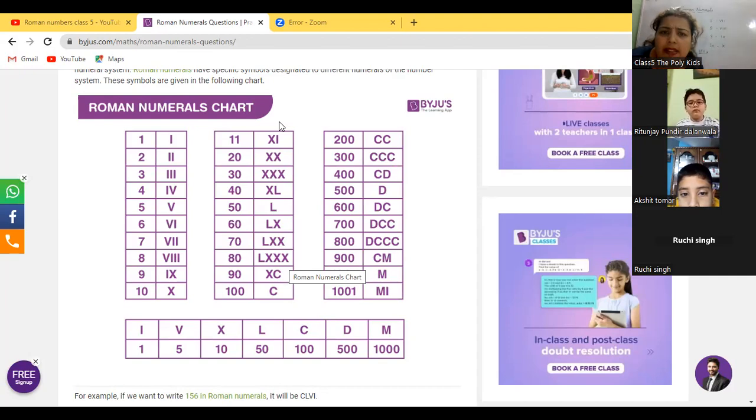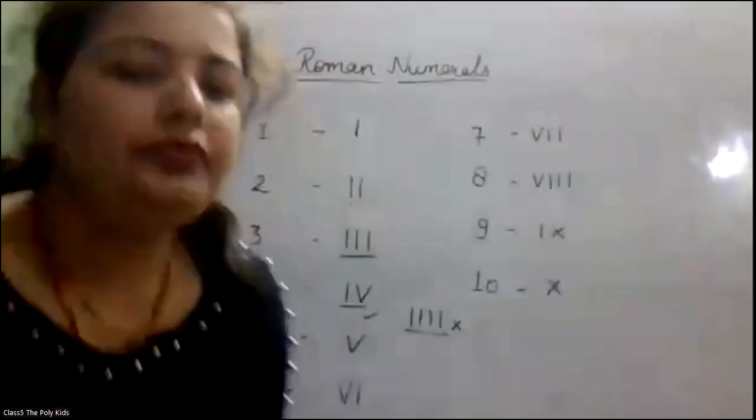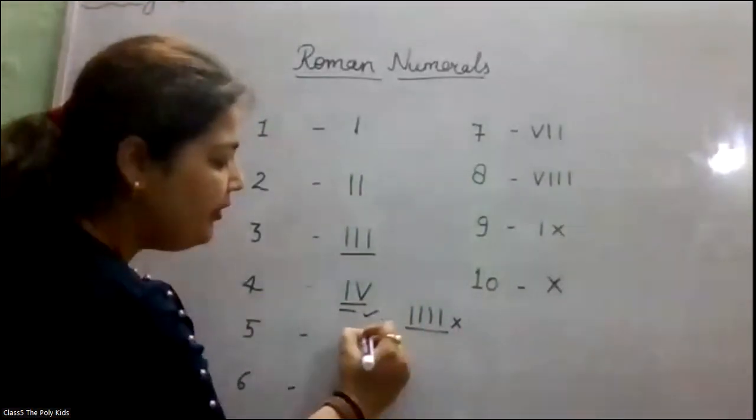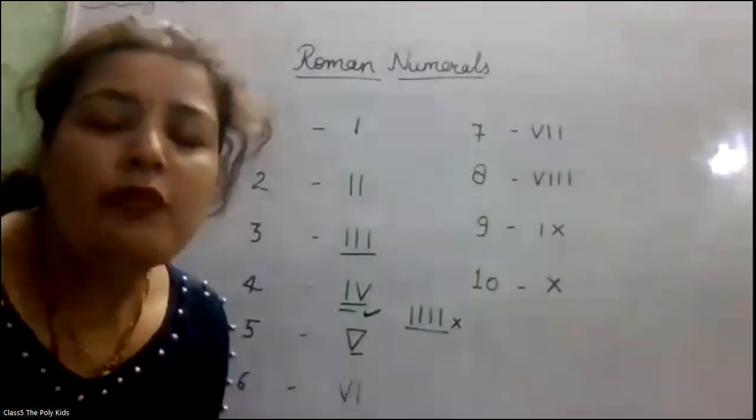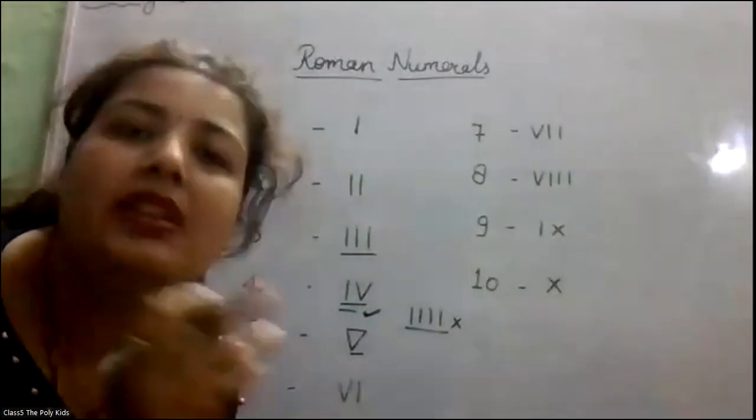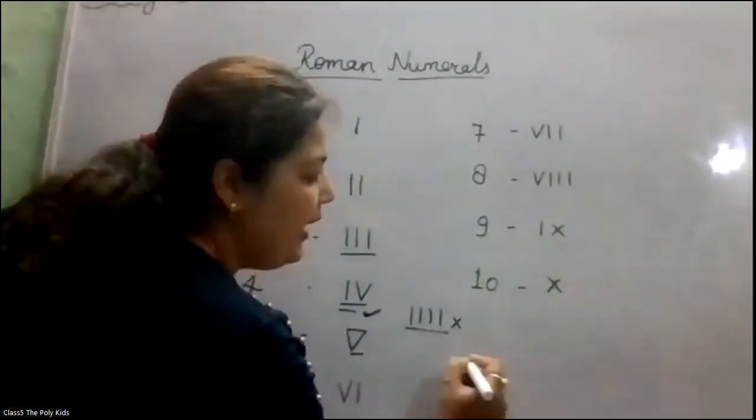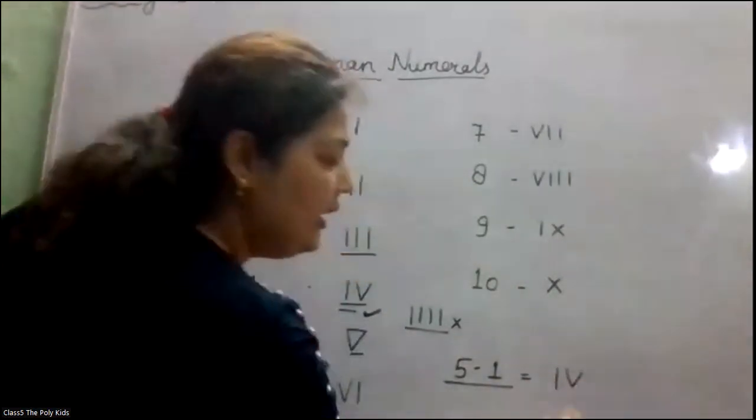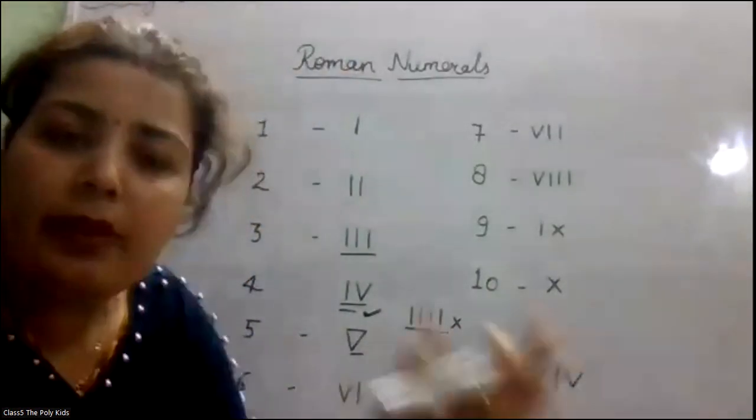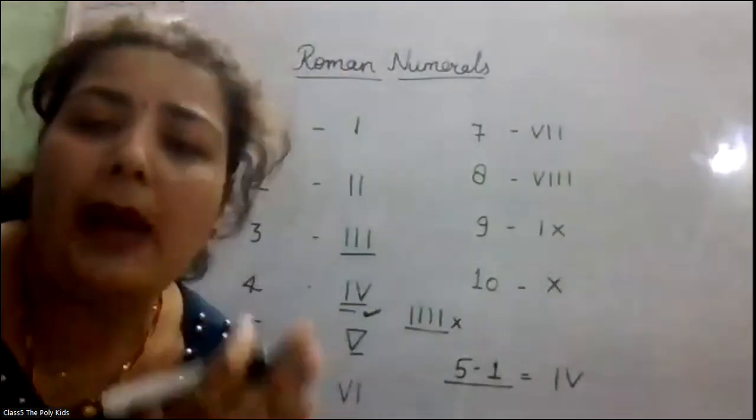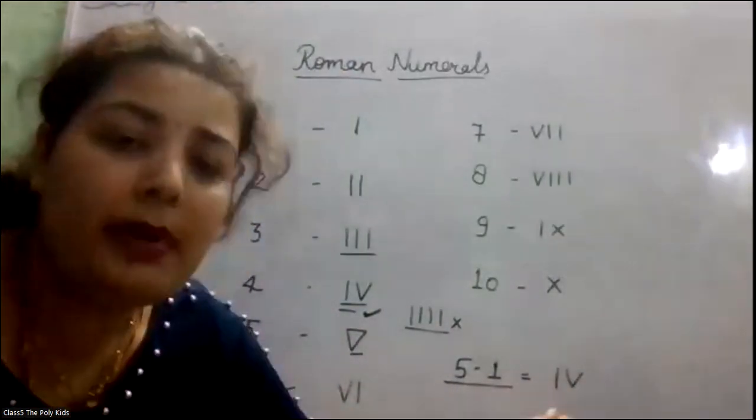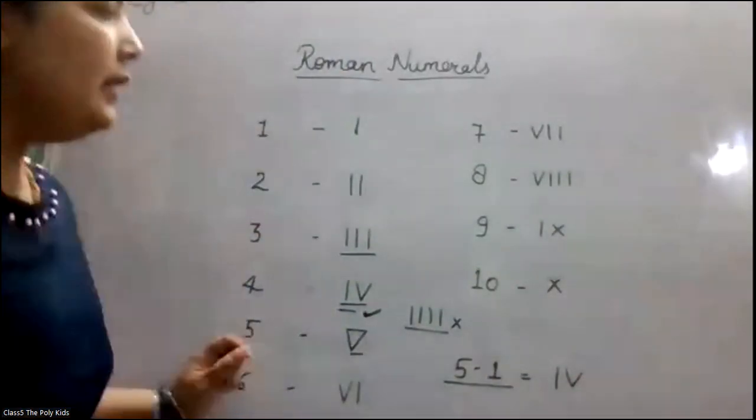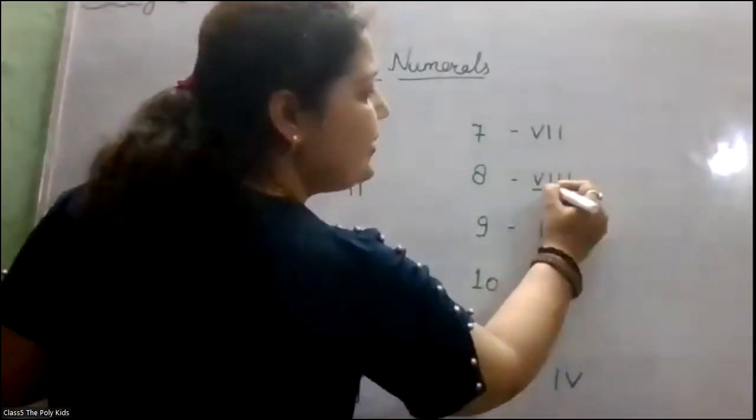So why do we do it like this? Whenever we have to write 5, it is V. And when we want to write 4, we will subtract 1. 5 minus 1 in Roman numerals will be IV. Before V, I will come. Whichever number we have to subtract, we will write that number in front and the bigger number last.